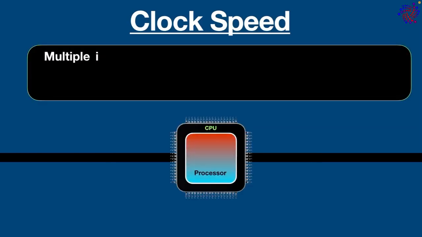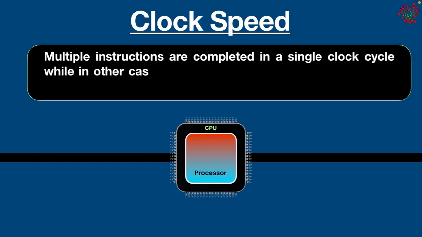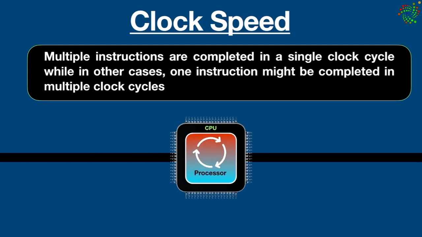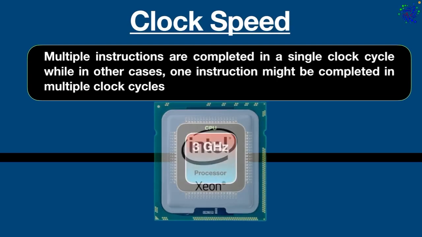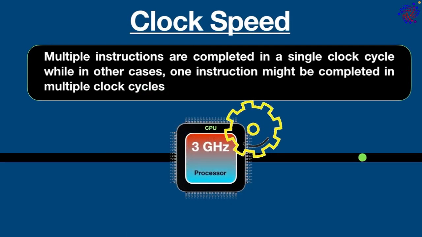Now, it's also important to note that sometimes multiple instructions are completed in a single clock cycle, while in other cases one instruction might be completed in multiple clock cycles. This is because CPUs come in different designs and architectures that deal with instructions differently. For example, a CPU with a higher clock speed from 5 years ago might be outperformed by a new CPU with a lower clock speed, because the newer technology handles instructions more efficiently. Okay, so the bottom line is, buying a computer with multiple cores and a super high clock speed sounds ideal.